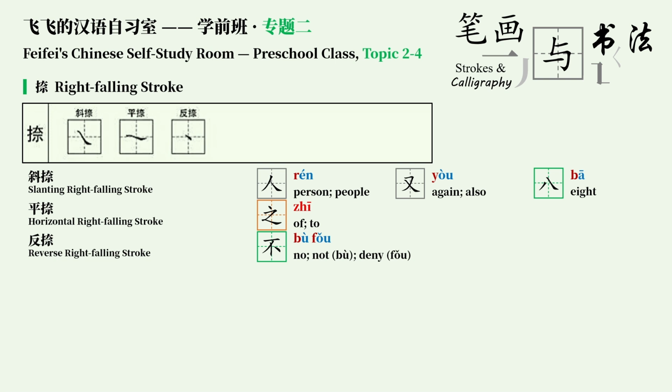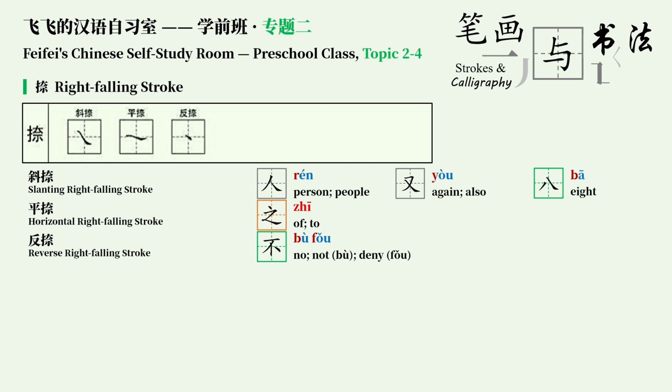When writing, start with a small pause. Glide the brush steadily to the right, slightly down. Widen the stroke a little in the middle. Then lift the brush to form a soft tip.